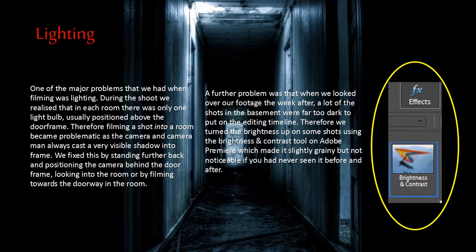One of the major problems that we had when filming was lighting. During the shoot we realised that in each room there was only one light bulb, usually positioned above the door frame. Therefore, filming a shot into a room became problematic, as the camera and cameraman always cast a very visible shadow into the frame. We fixed this by standing further back and positioning the camera behind the door frame, looking into the room, or by filming towards the doorway in the room.